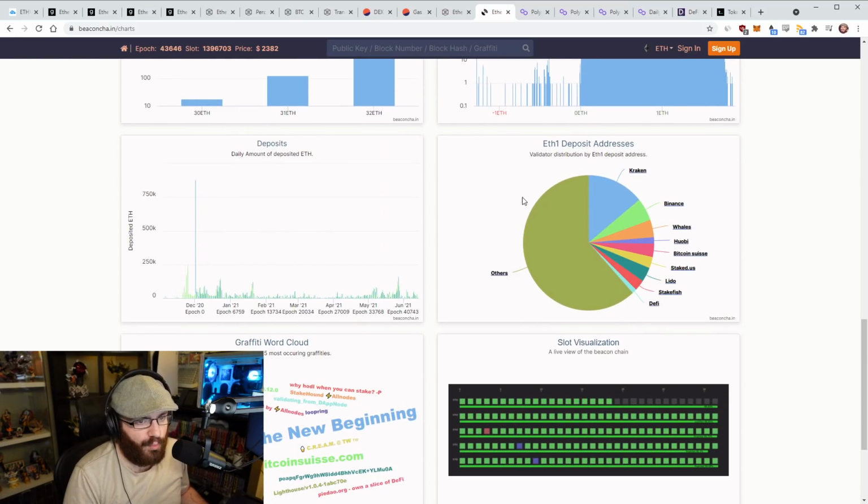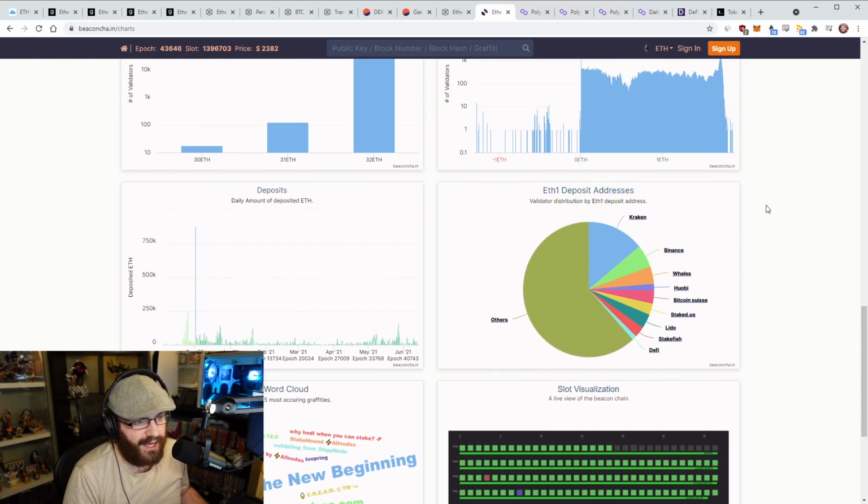And then what I like paying attention to is this ETH1 deposit address pie chart, which shows you the distribution of staking. So you can see here that Kraken accounts for 14% of the network right now. Binance is about 5.4%. Whales are about 4.1%. I don't know why whales are in their own category, because whales are not a single kind of entity. There's multiple whales, and I think they should be in the others section.